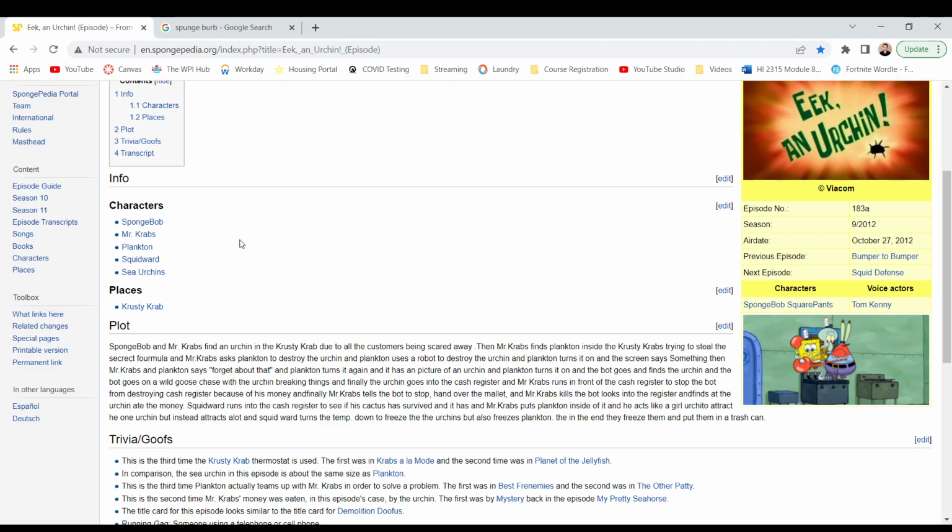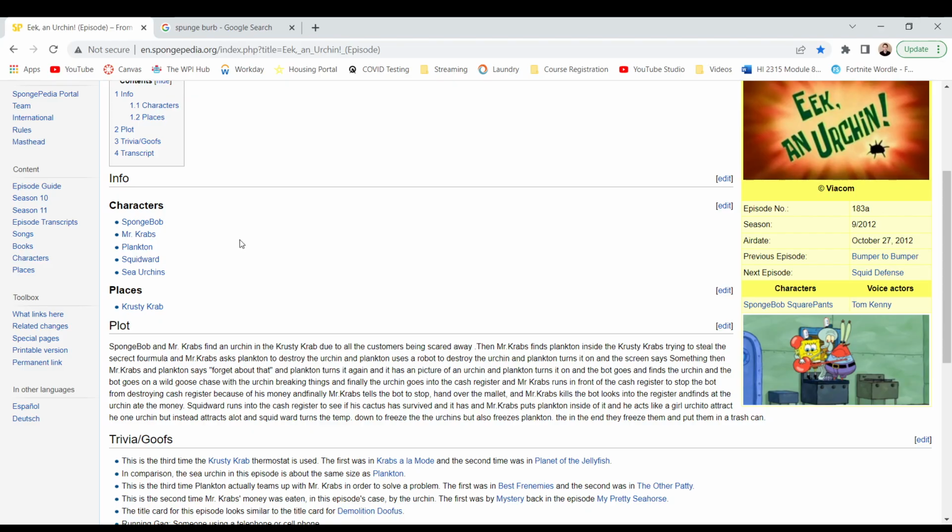Squidward runs in to see if his cactus has survived, and it has. Mr. Krabs puts Plankton inside of it, and he acts like a girl. Plankton attracts one urchin, but instead attracts a lot. And Squidward turns down the attempt to freeze urchins, but also freezes Plankton. In the end, they freeze him and put him in a trash can.